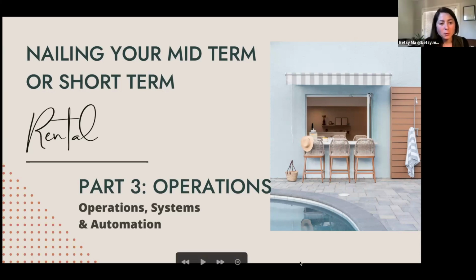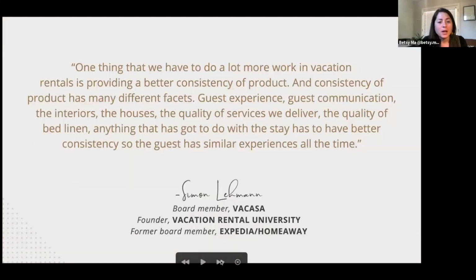So, we're going to be talking about operations, how you can have systems in place, how you can automate things, how you can really build a quality boots on the ground team to make your dream possible. So, I go back to this quote time and time again. Dawn was talking about make every guest feel like they're your first guest.